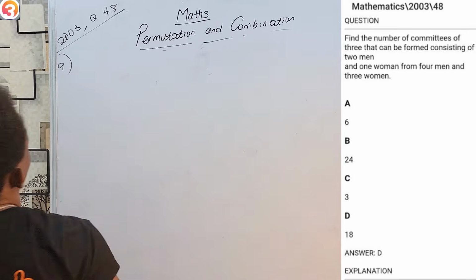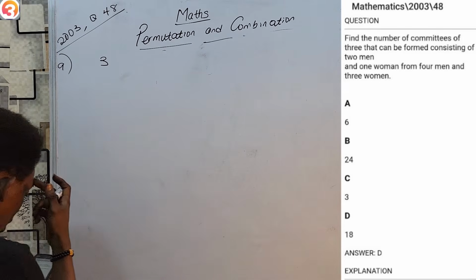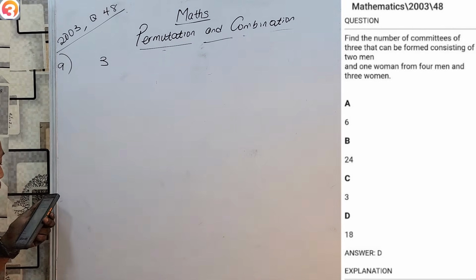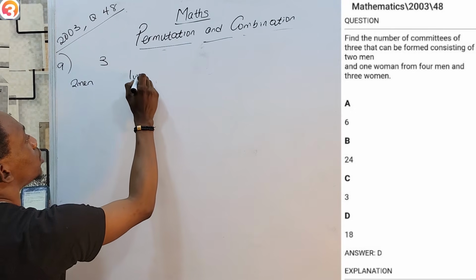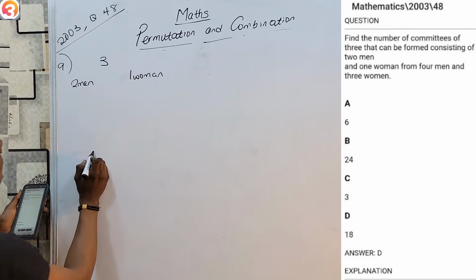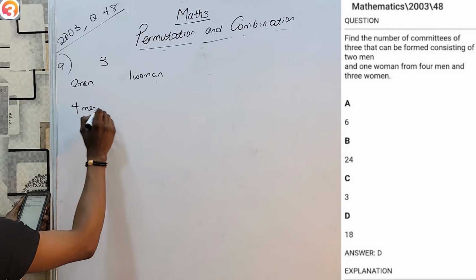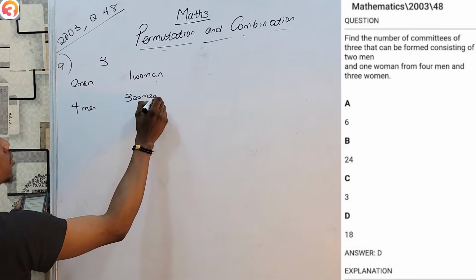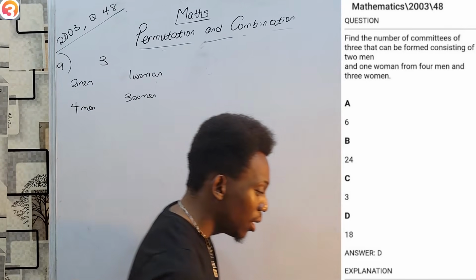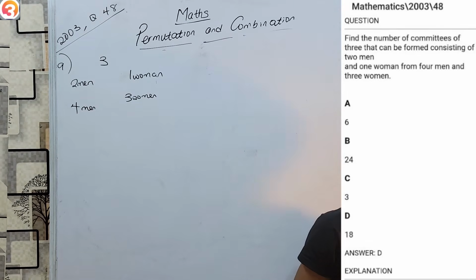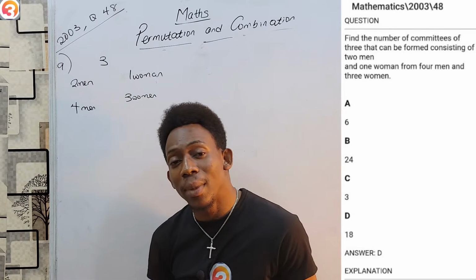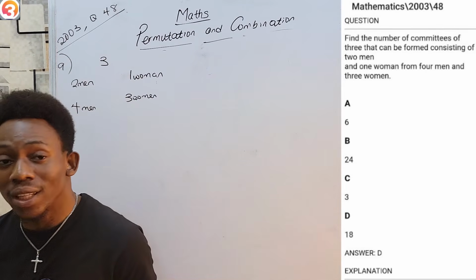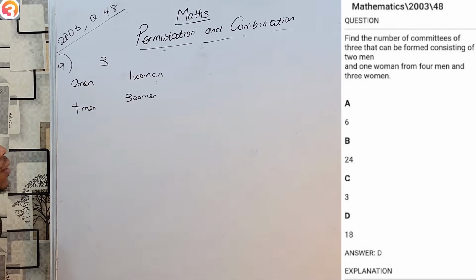Again, remember, they still want 3 people in committees that can be formed consisting of 2 men and 1 woman from 4 men and 3 women. Now, if you look at this one, it is different from that first question under the simple instruction, which is, in that case, I was told at least 1 man and 1 woman. Now, they are not giving me that choice. They have just told me, I've been instructed, there must be 2 men and 1 woman.